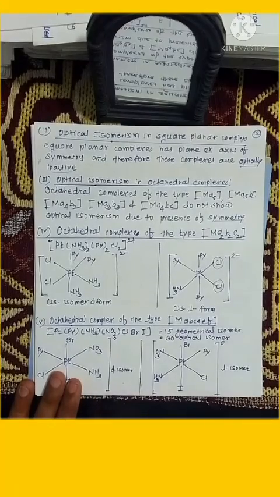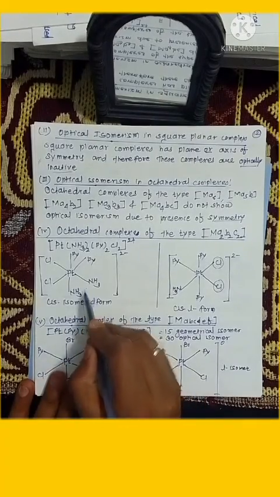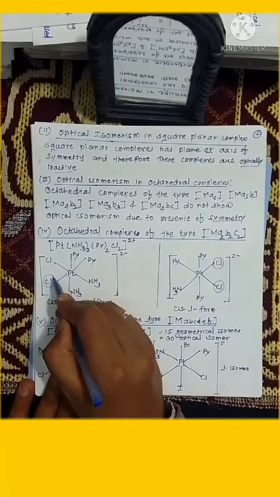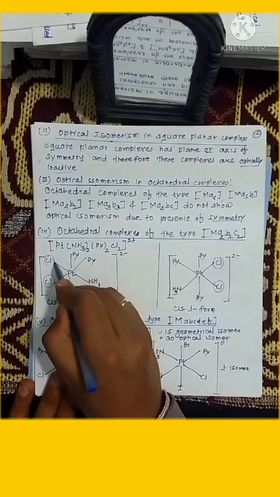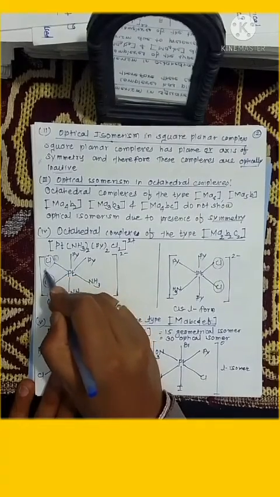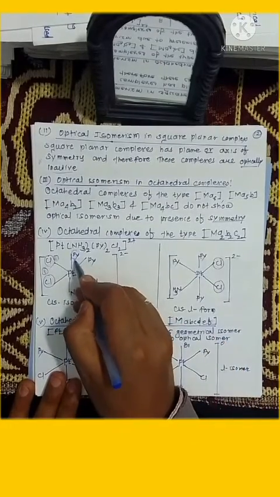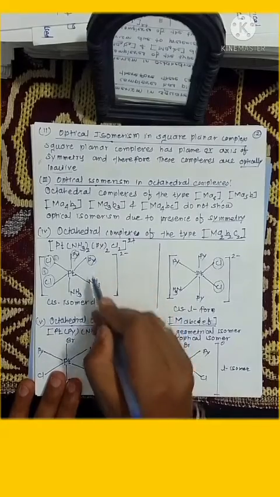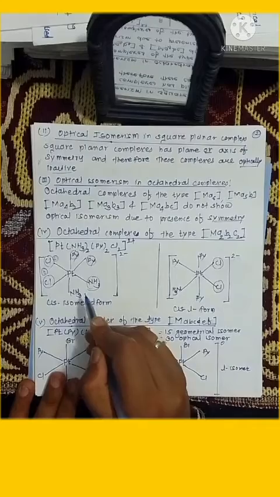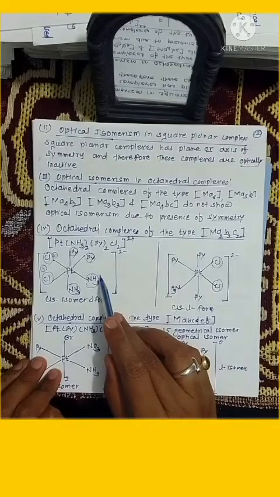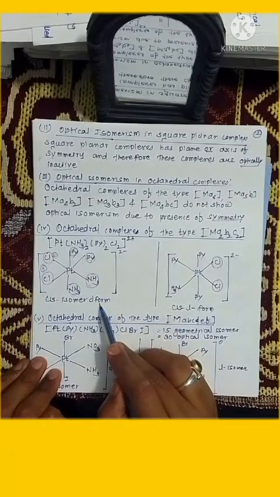Just see in this complex, it is the cis isomer because fluorine atoms are present at 5 and 6 positions. Similar ligands are present at 5 and 6 positions as well as 1 and 2 positions as well as 3 and 4 positions. So, this is the cis form of your complex and it rotates plane polarized light in clockwise rotation. That's why it is the D form.